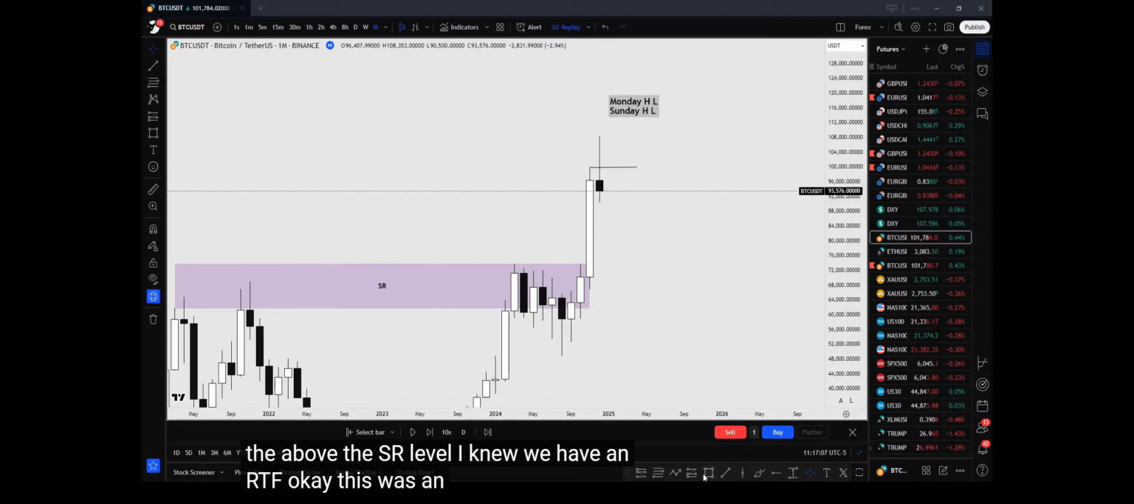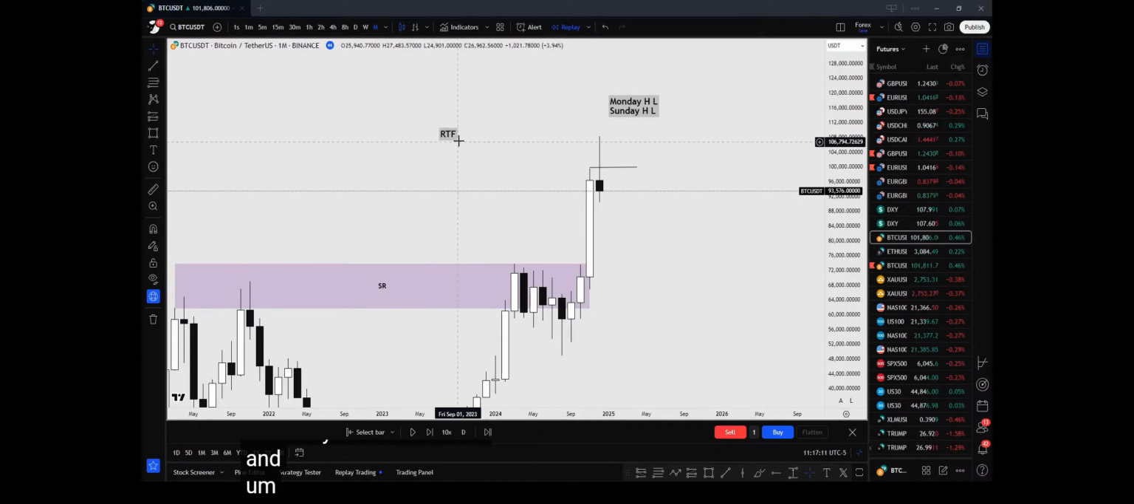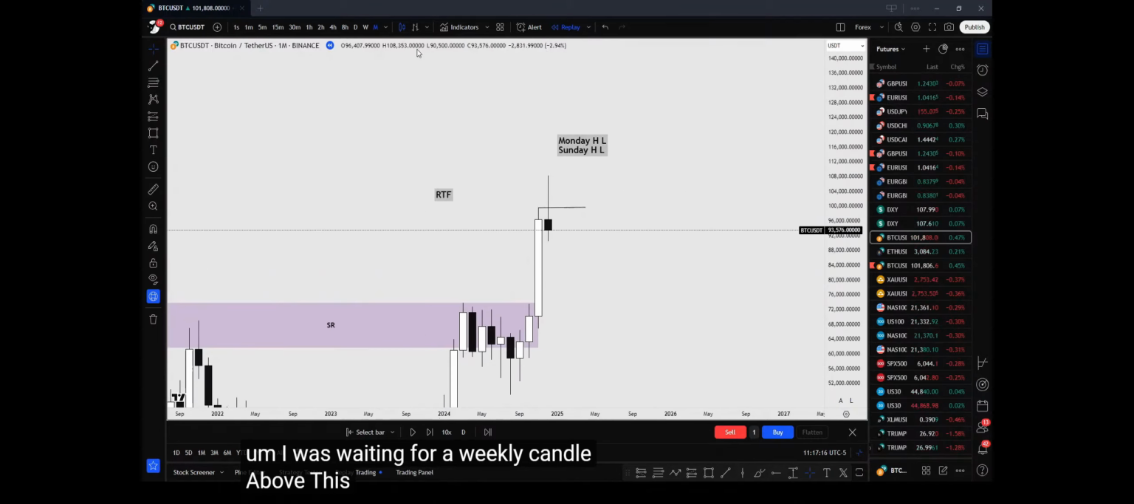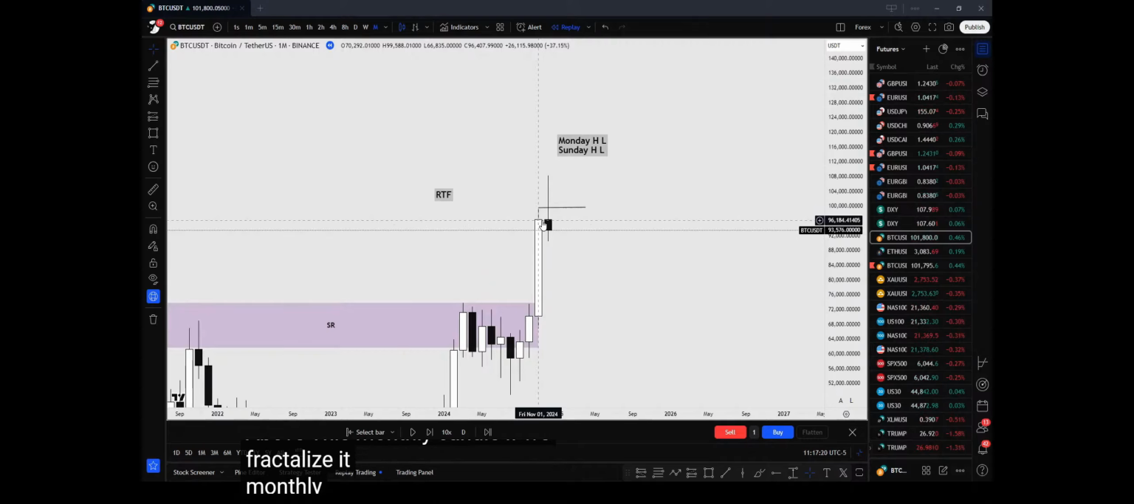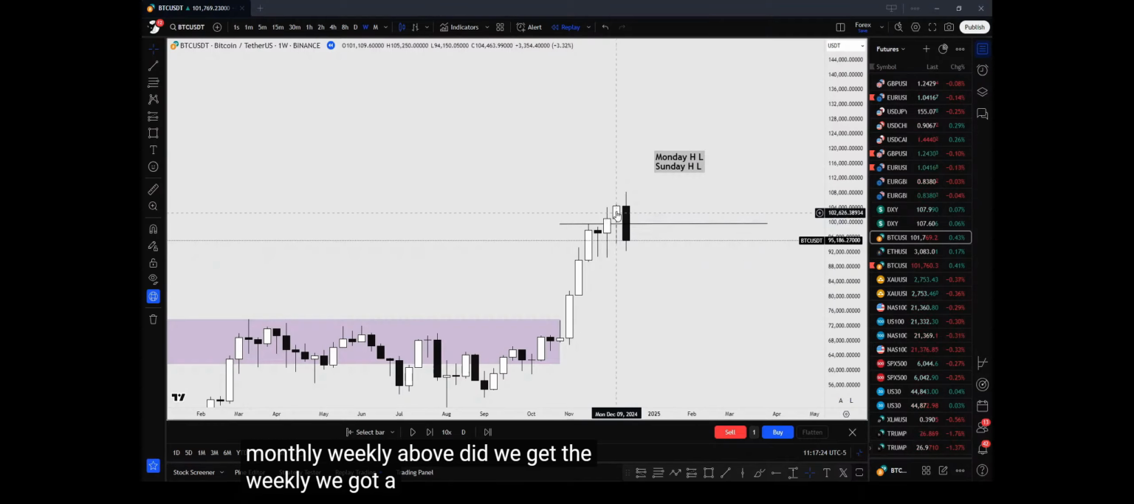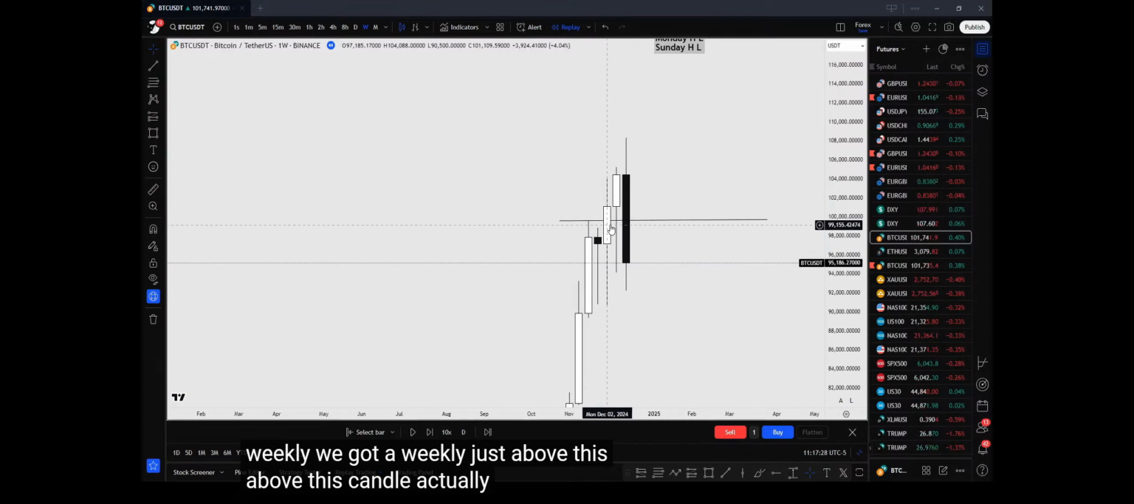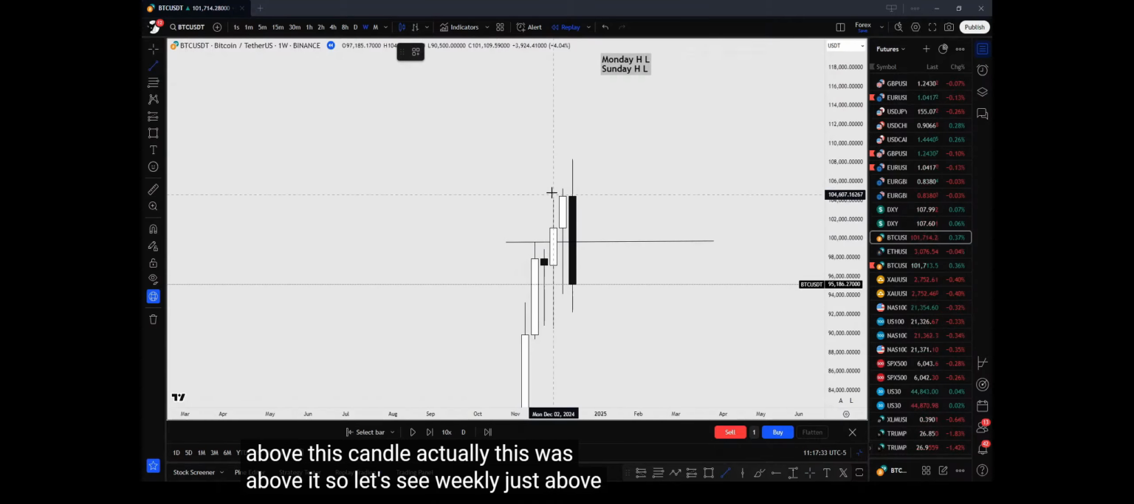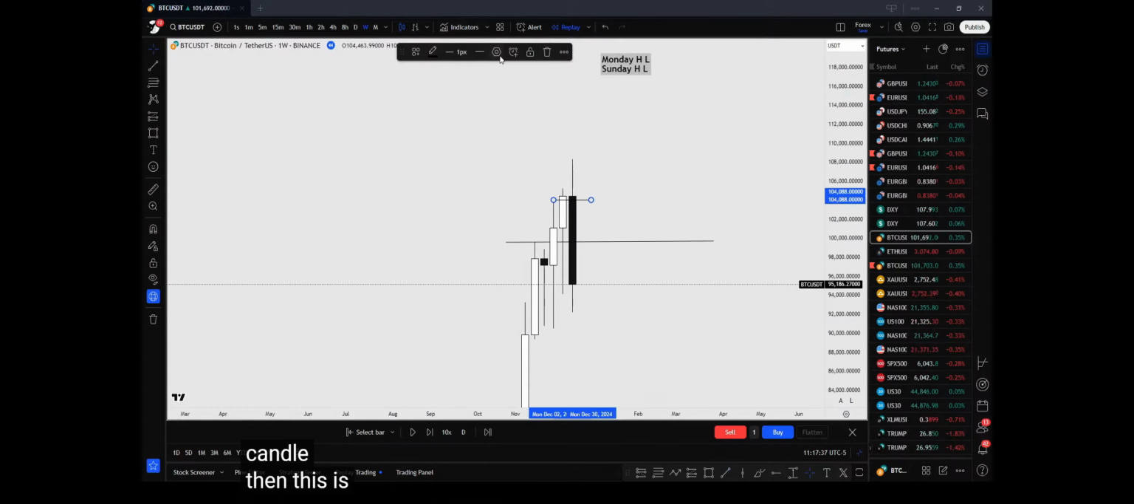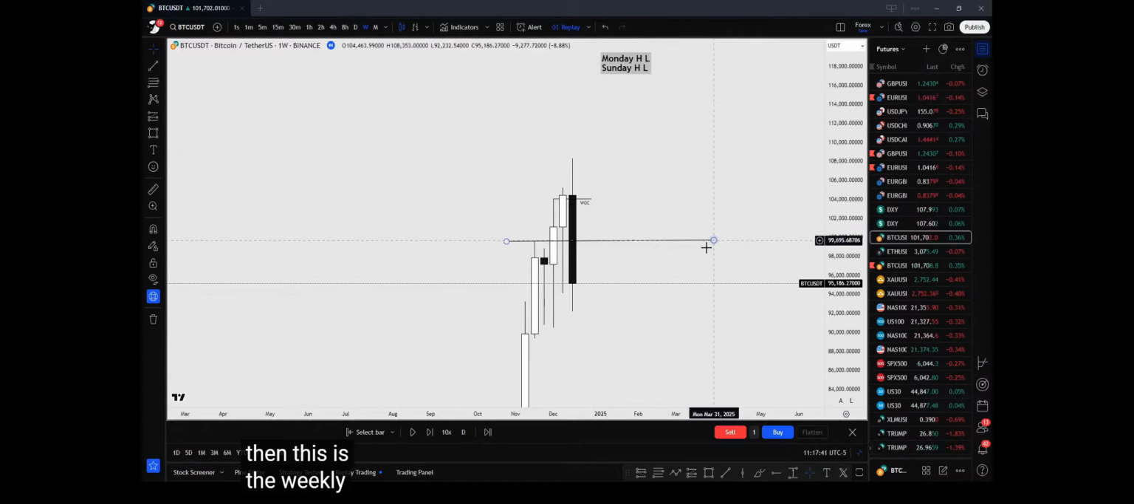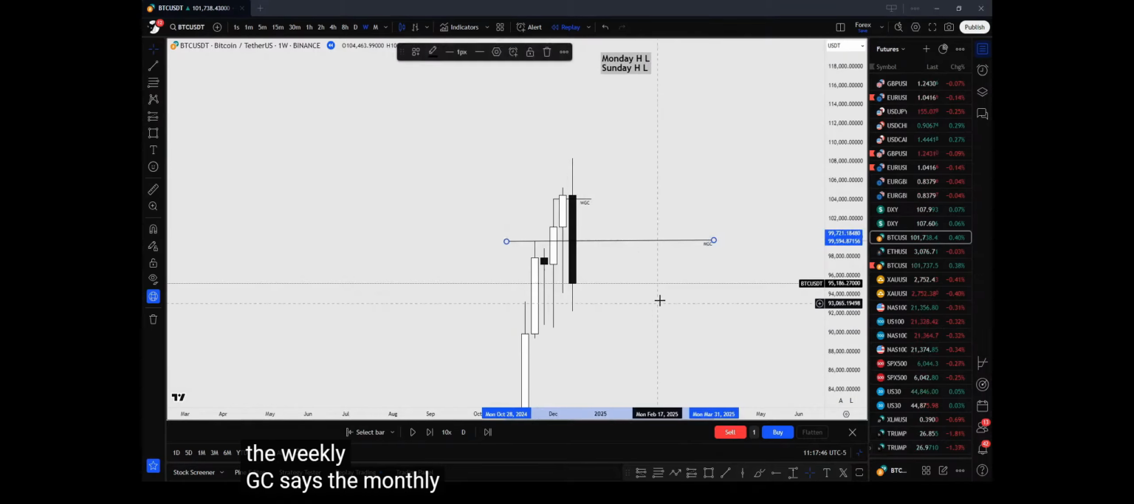Okay, this was an RTF, and I was waiting for a weekly candle above this monthly candle. If we fractalize it, monthly, weekly above. Did we get the weekly? We got a weekly just above this candle. Actually, this was above it, so let's see. Weekly just above this candle. Then this is the weekly GC. This is the monthly GC.